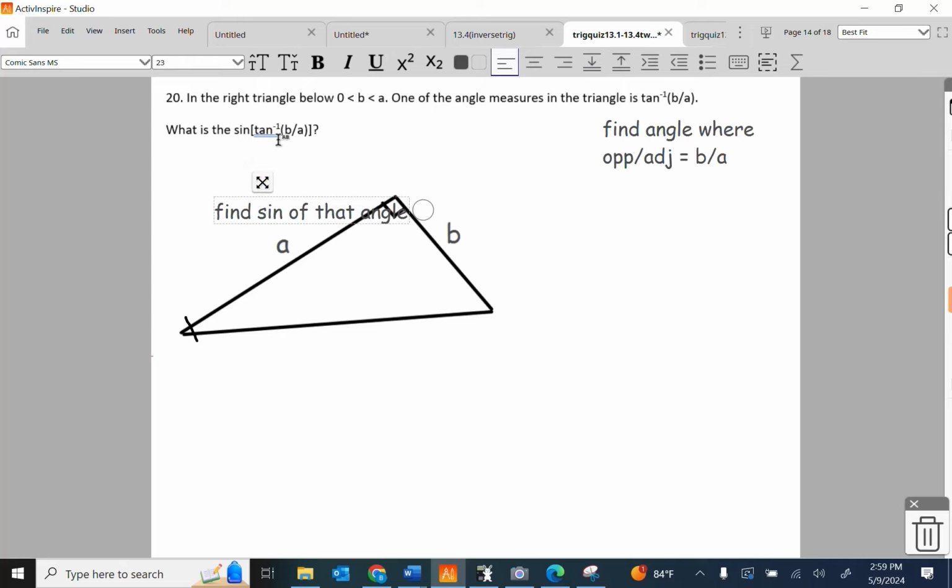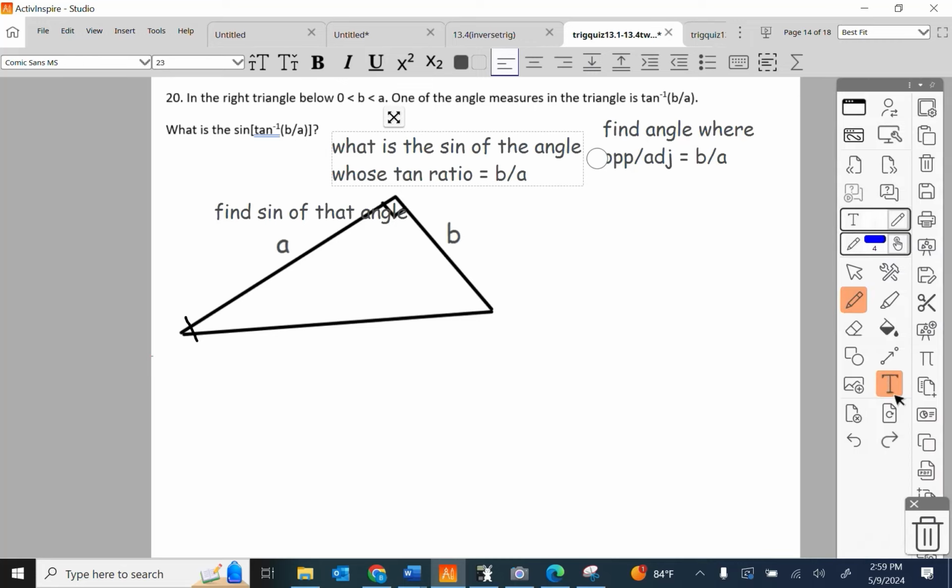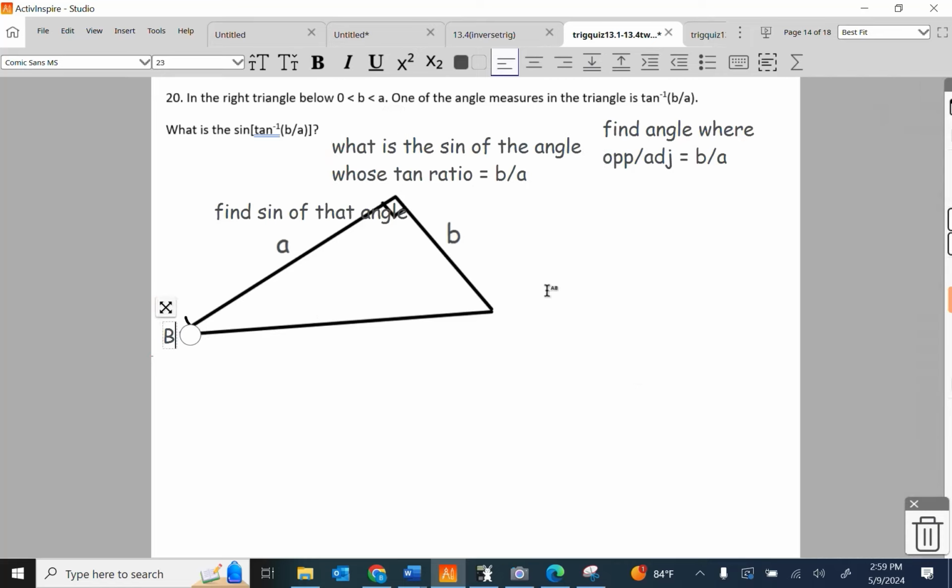This is kind of a hard thing for kids to interpret. What is the sine of an angle whose tangent ratio is B over A? Maybe you need that. That says what this is. What is the sine of the angle whose tangent ratio is equal to B over A? But it's this angle right here. And let's just give it a name. Let's call it big B, because it's opposite of side B. Anyways, let's do this. I need this little guy right here.